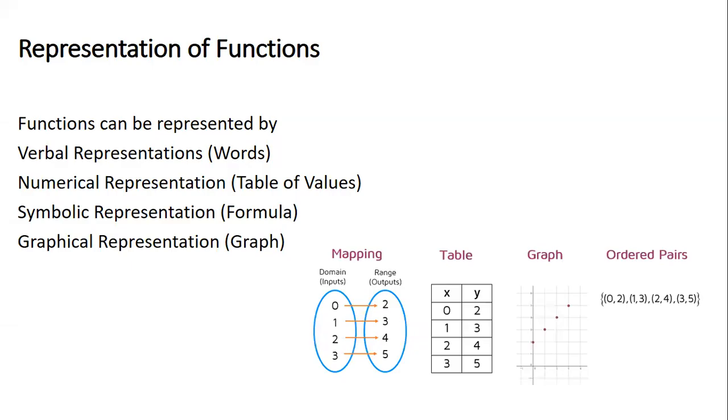Part 2 of 1.3 is representation of functions, okay? Functions can be represented by verbal, which is words, numerical representation, a table of values, symbolic representation, a formula, and graphical representation, a graph, okay? Also by a mapping, which some people conclude as being a table of values, but it can go hand in hand.